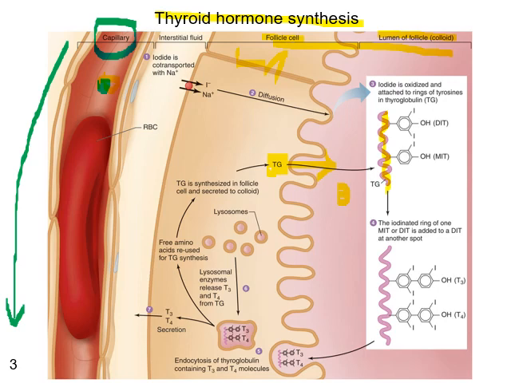Iodide, which is an essential nutrient that you get from food, is transported into follicle cells by a sodium iodide co-transporter. So now we're getting all the way back to the beginning of the course, and we're learning about symport of sodium and iodide into the cells.